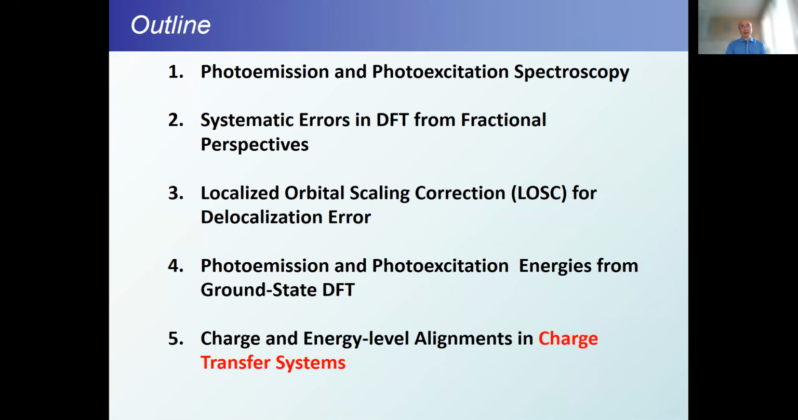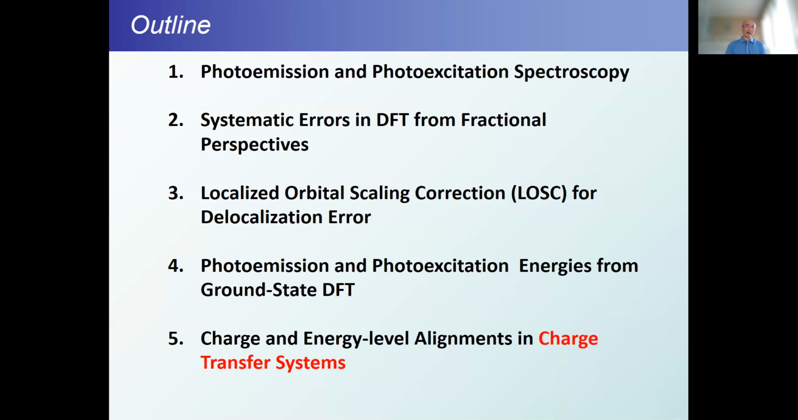So I'll come to the issue using density functional theory, the systematic errors that we can understand from theoretical analysis, and the correction of those errors using localized orbital scaling correction. And then I'll talk about how a density functional theory ground state calculation, just a ground state constant calculation with the input functional, can achieve a very good description of photoemission and photoexcitation properties.